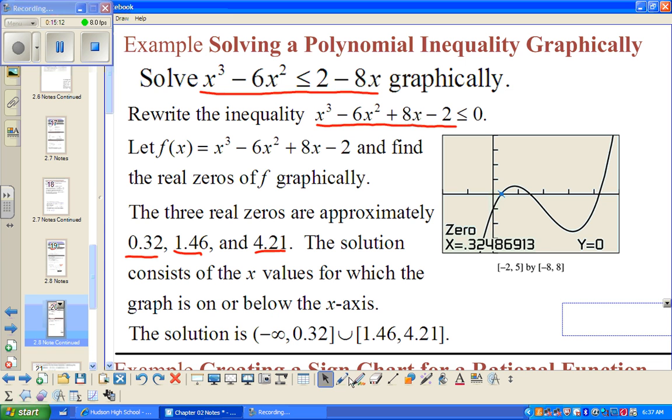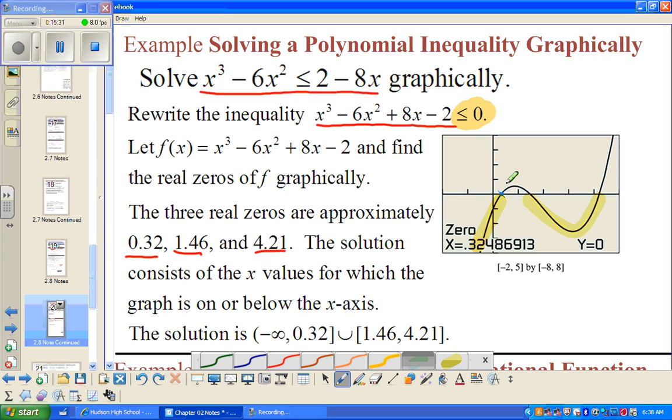All I did was I took the values that were below the x-axis and including the x-intercepts. Everything I highlighted there. Since it said less than or equal to 0, that's what I wanted. If it would have asked for everything greater than 0, I would have taken what was above the x-axis.